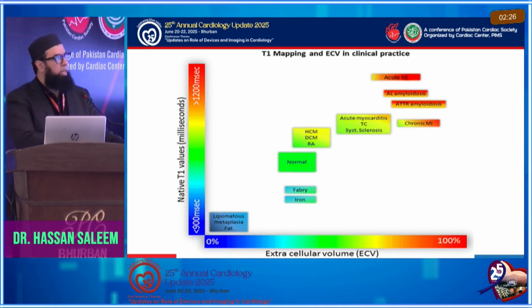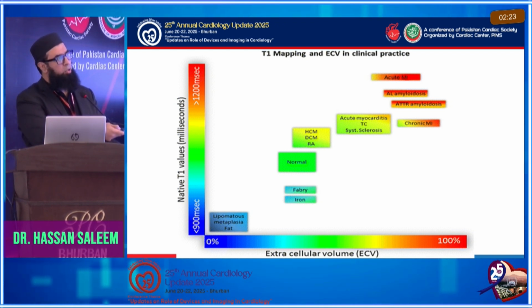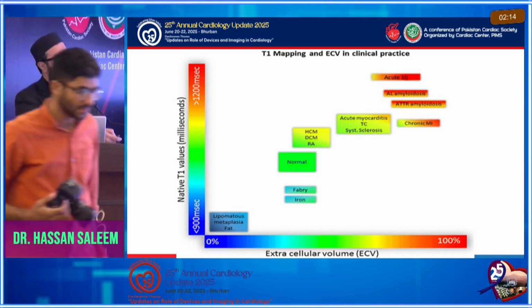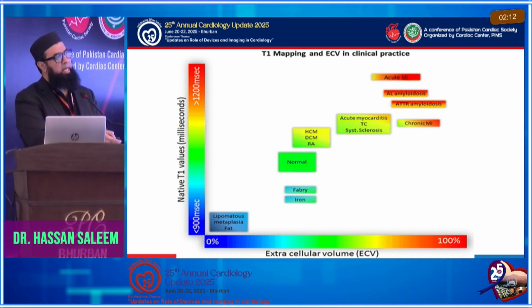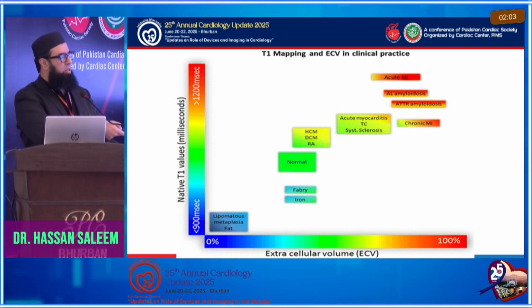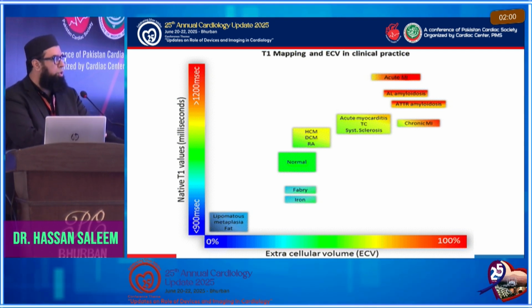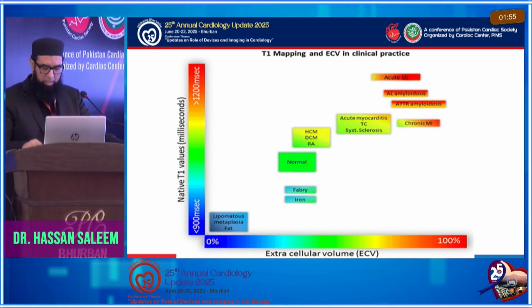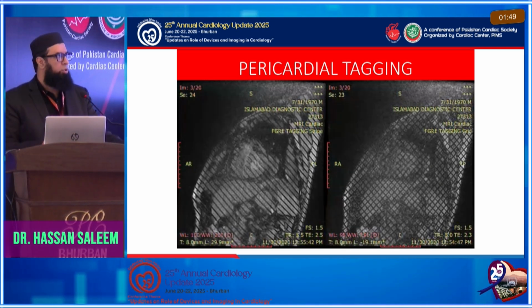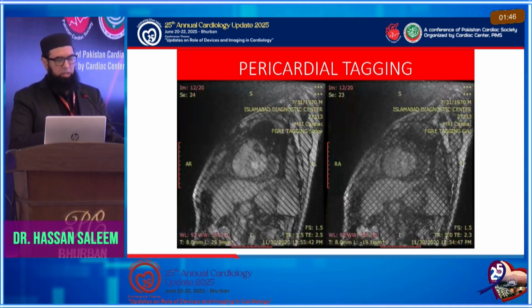This is just a rough map where you can see the higher values in the red codes, this is basically the domain of the amyloidosis. The higher the T1 value, without injecting contrast, you can see the domain where the T1 value is high in MI, amyloidosis, chronic MI. Acute myocarditis is somewhere in the middle, followed by the HCM and DCM. And then on the lower side, where you can see the blue coding, this is low T1 value, where the fat is there and when the iron is there, the T1 mapping also gets reduced to less than 900 milliseconds.